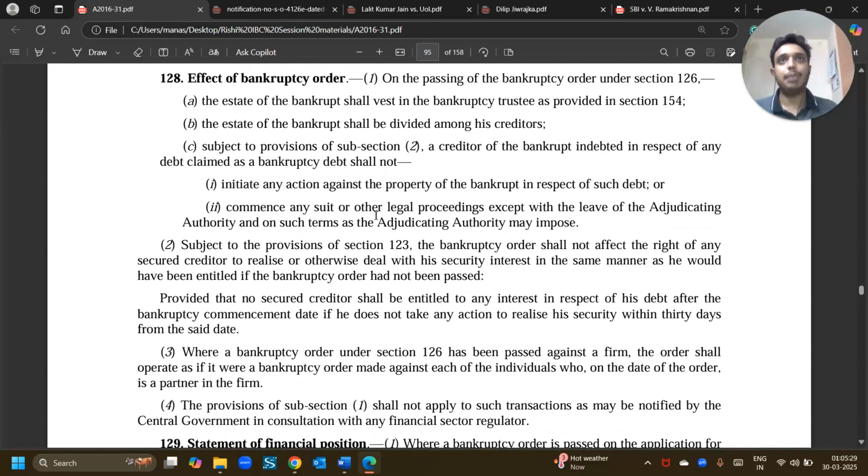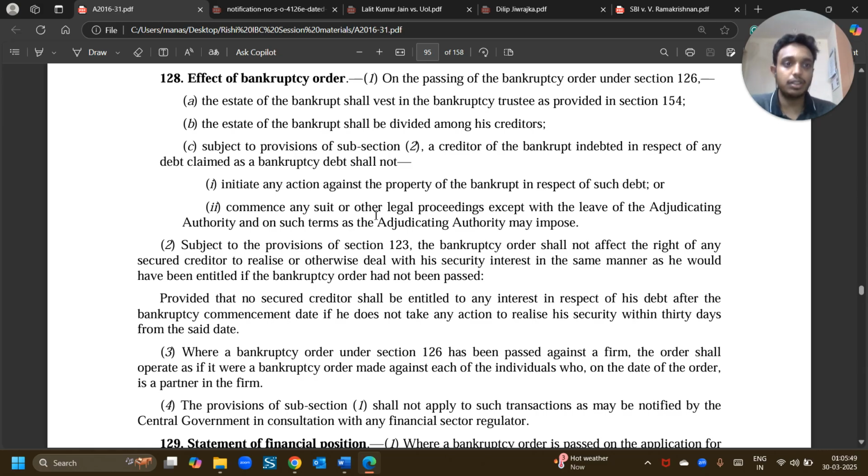Now keep in mind, bankruptcy will happen when the repayment plan is unsuccessful, or on the grounds that we've seen previously, right? When the debtor has failed to, in effect, restructure his debts to the satisfaction of his creditors, then in that case he will be declared a bankrupt.